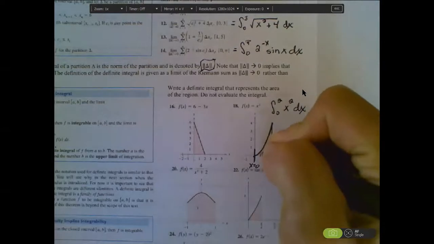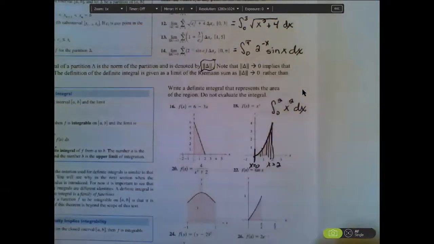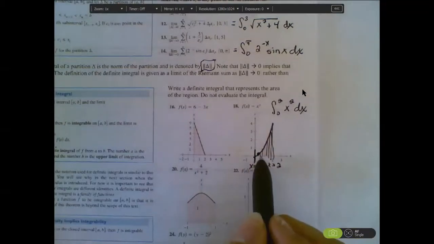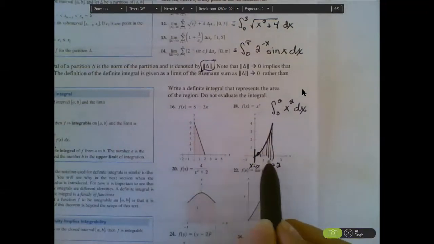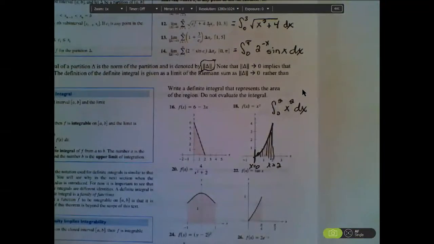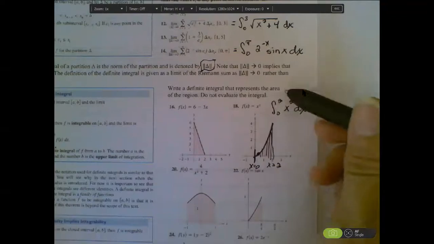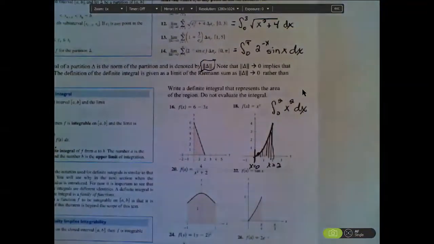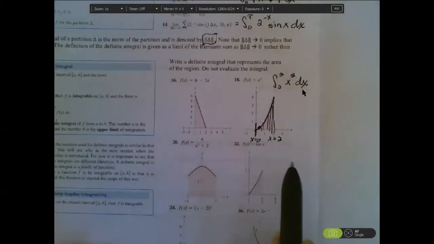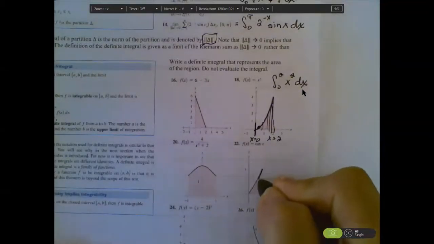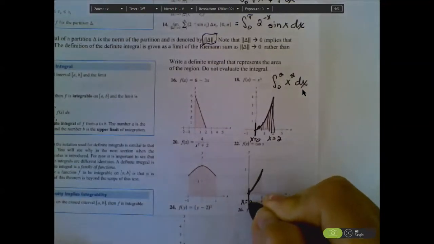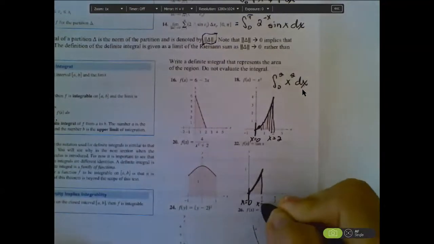If I broke that into a bunch of little rectangles, then f of x would give me the height of each rectangle, and dx would give me the width of each rectangle. And the definite integral from 0 to 2 of x squared dx would give me all that area. Number 22, I have the function tangent x, and I want the area bounded by tangent x from x equals 0 to x equals pi over 4.